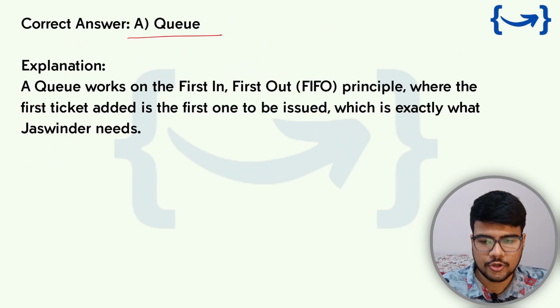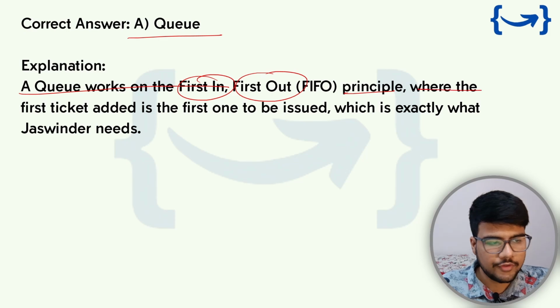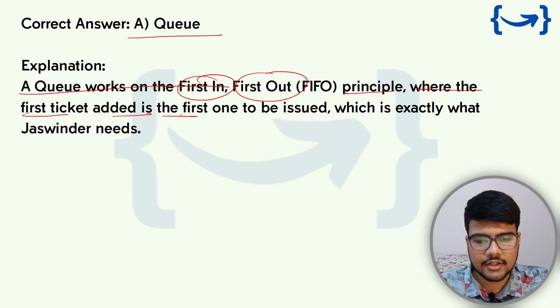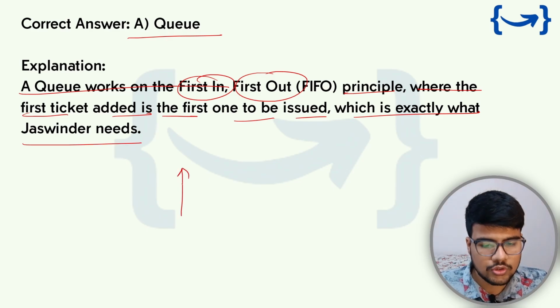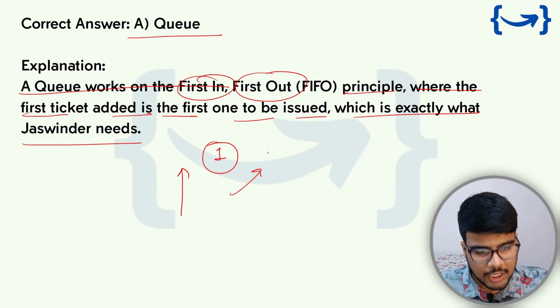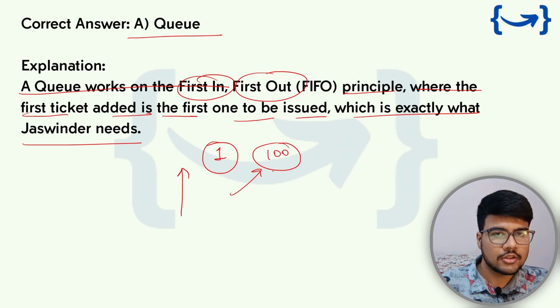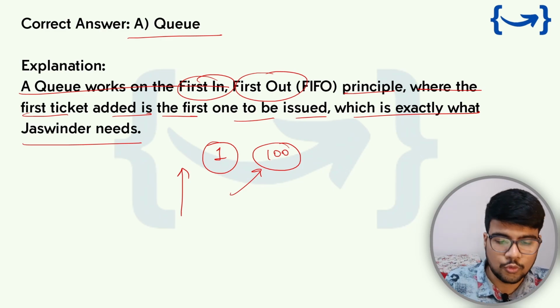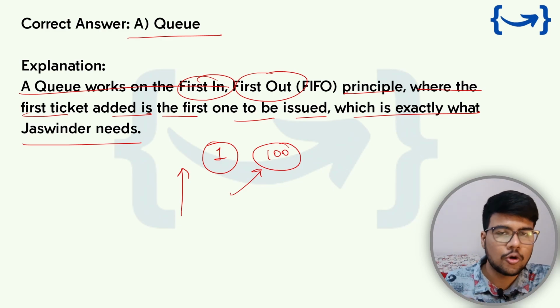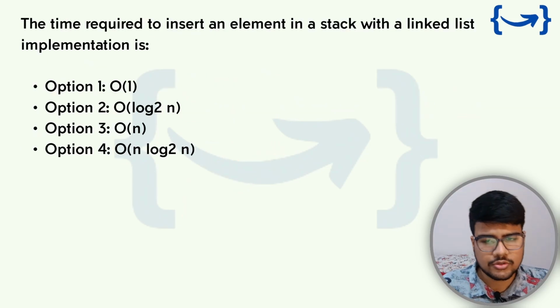Yes, queue is the right option because a queue works on the first in, first out principle, where the first ticket added is the first one to be issued, which is exactly what Jaswinder needs. Let's say you went to the theater and you got ticket number 1, and after that 100 people booked tickets. The 99 people will not be called first. They will first call you, who has ticket number 1, so that they can accommodate you first, then proceed with the numbers. Similarly it applies here, that's why we're using a queue.